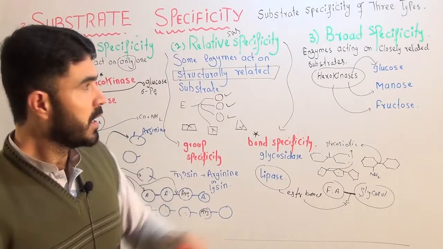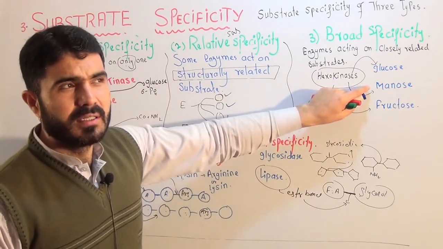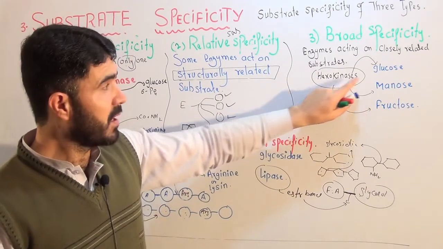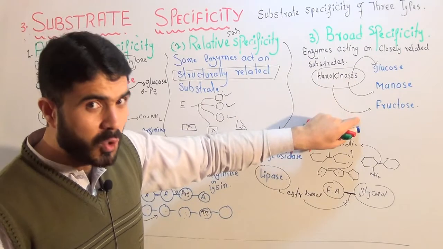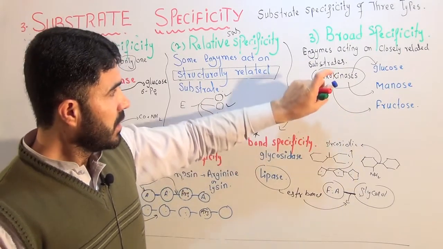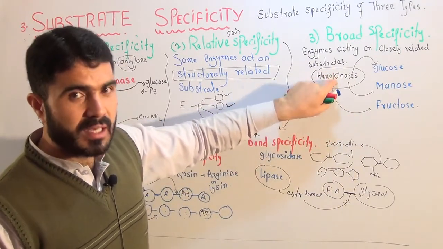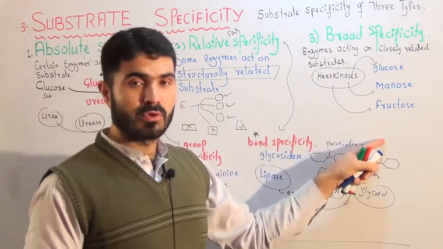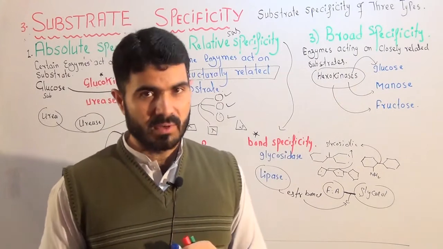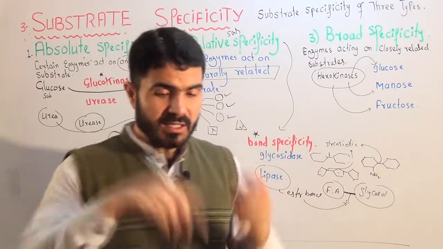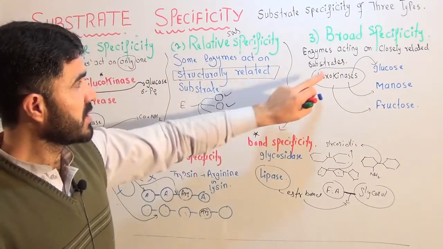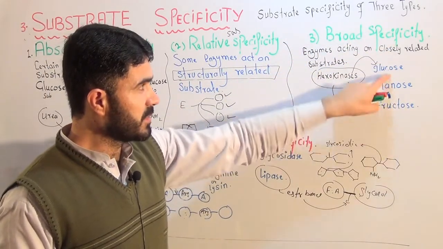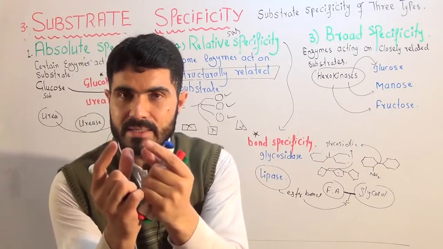Can you call it absolute specificity? No, never. It can never be called absolute, because in case of absolute specificity, this enzyme can only and only act on one substrate. But this is not absolute because the substrates are more than one. So it is relative. Inside relative specificity, it is broad specificity, because this time the substrates are closely related.